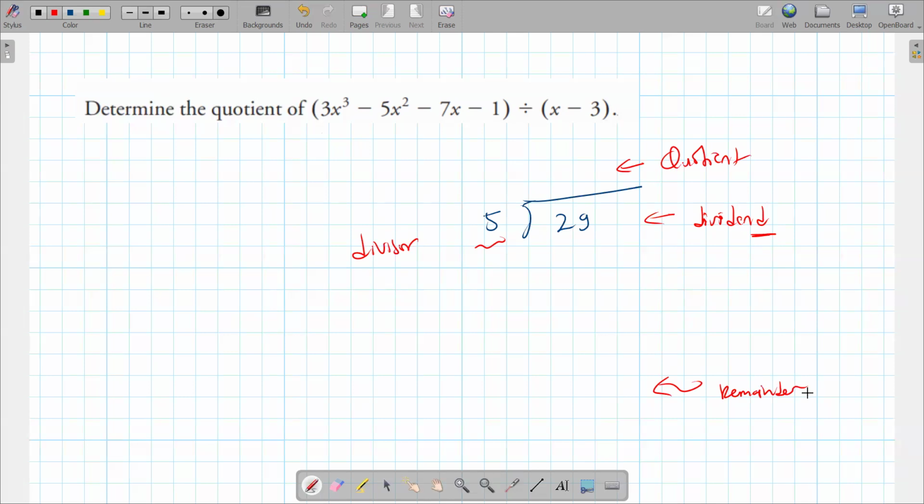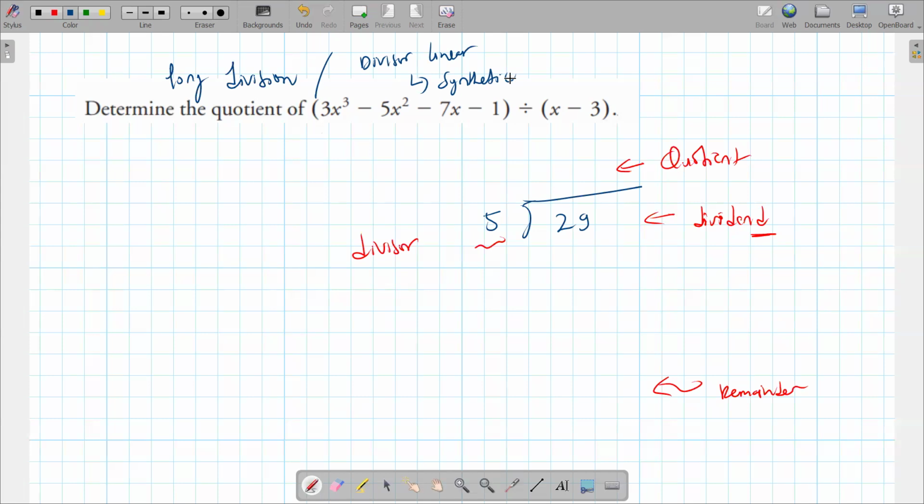So this question is asking us for the quotient. To find the quotient for a polynomial, you have to either do long division, or if the divisor is linear, okay, this is the condition, you can also do synthetic. Long division you can do anytime. There's no restrictions with the divisor. You can do x squared, x cubed, doesn't matter. But for synthetic division, you have to have a divisor that is linear.